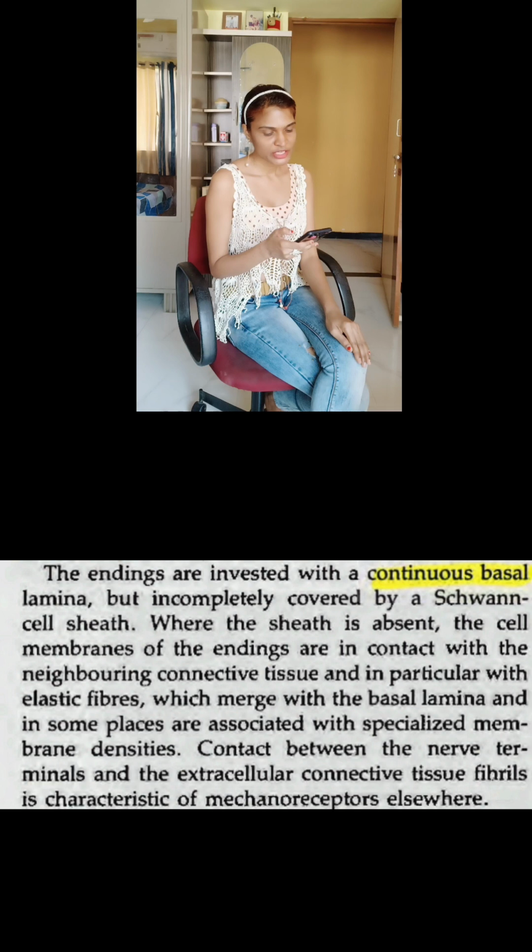The endings are invested with a continuous basal lamina but incompletely covered by a Schwann cell sheath, where the sheath is absent. The cell membranes of the endings are in contact with the neighboring connective tissue and in particular with the elastic fibers, which merge with the basal lamina and in some places are associated with specialized membrane densities. Contact between the nerve terminals and the extracellular connective tissue fibrils is characteristic of mechanoreceptor elsewhere.